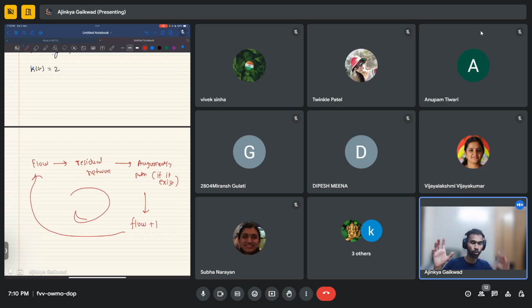You start with the flow, you calculate the residual network, you calculate the augmenting path, you increase the flow. You keep on going. So this is an iteration of the algorithm. You keep on going until, at one point, you won't be able to find the augmenting path. And in that case, you return this as the maximum flow, right? In this way, you calculate the max flow. Okay, I hope this is clear.